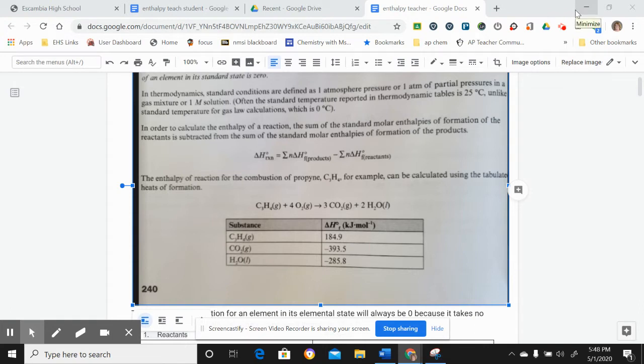So if I look at here, we've had equations like this before where we've taken products minus reactants. Here we're going to use the same equation, but we're using the heat of reactions. So when I look at this equation here, I have C3H4 plus 4O2 forms 3CO2 and 2H2O. What I need to do first of all is find out the sum of the delta H's of each of them in kilojoules per mole.